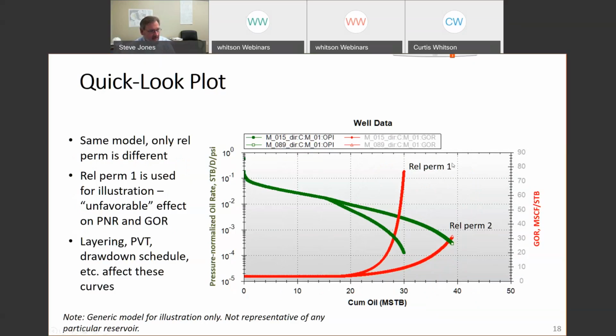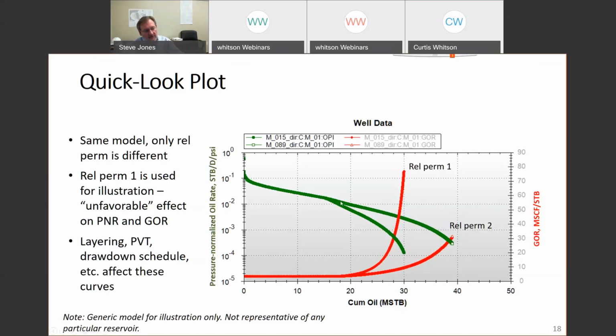So you see that kink in the productivity curve. Now you will encounter reservoirs where you do not see that, and that's what I've attempted to show here with rel perm curves number 2, without getting into what those curves actually are. If you use rel perm curves that are more favorable, where gas doesn't flow as easily once it comes out of solution, then you'll see a much more gradual rise in the GOR.